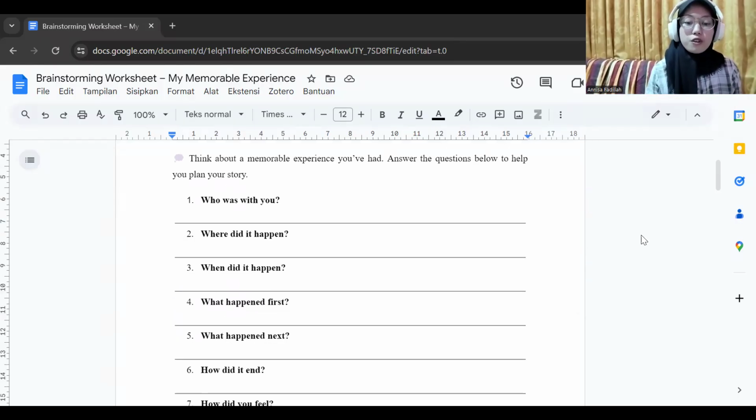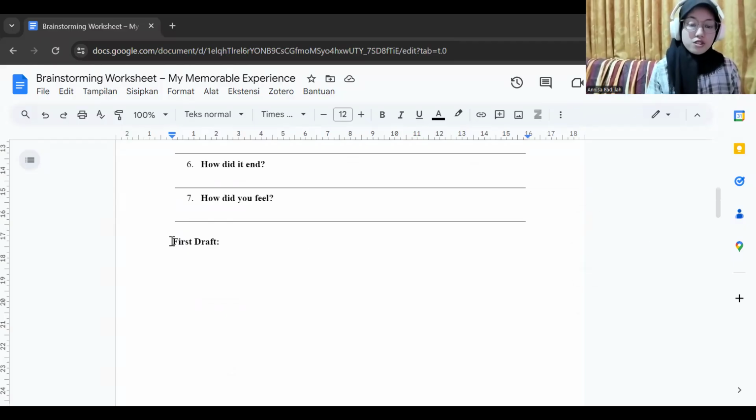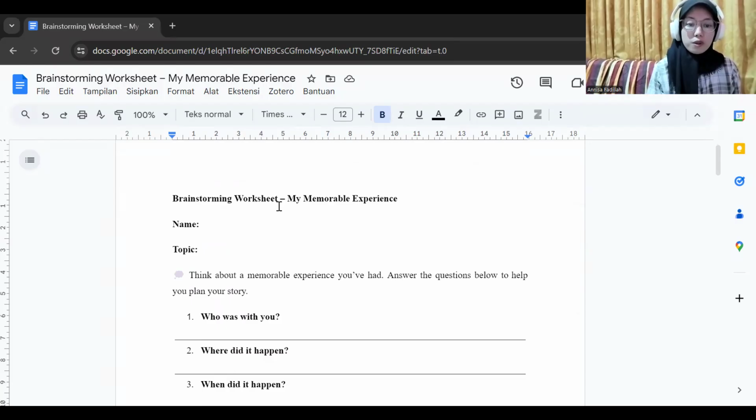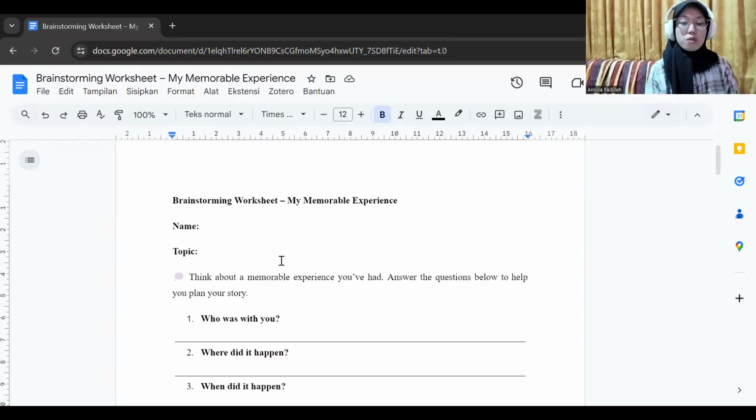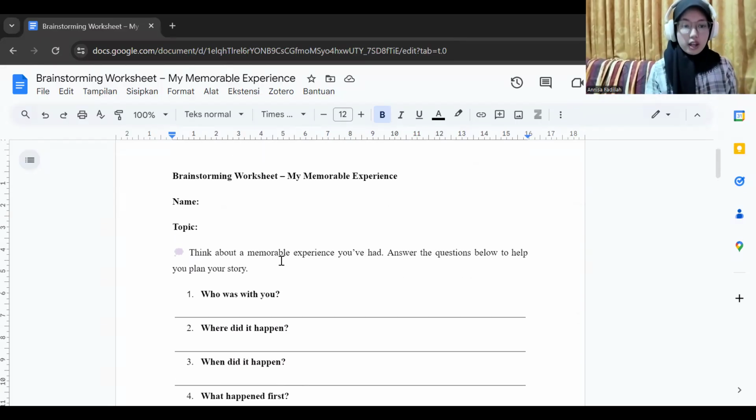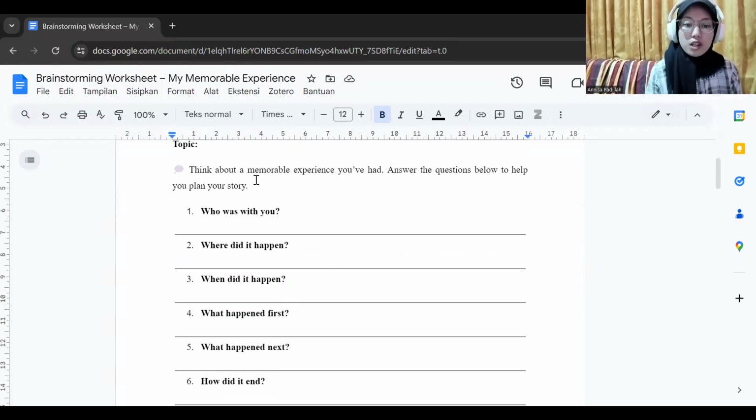Okay, if you are confused how to make the first draft, I give you a brainstorming worksheet. Don't forget to write your name and what your topic is about. So what is the brainstorming worksheet? This is to help you to plan your ideas, okay? So think about a memorable experience you have had and answer the questions below to help you plan your story.